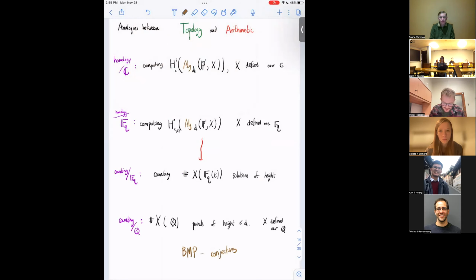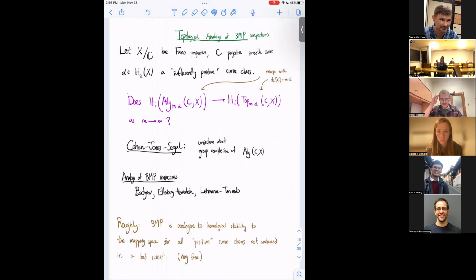And so what you want to do is, if we have this sequence of analogies, then we should relate. We can ask what is the analog of these BMP conjectures up here. And I'll tell you roughly what a topological analog of those conjectures should be. Or maybe I'll just ask you a question, and a positive answer to this question would be an analog of those conjectures.